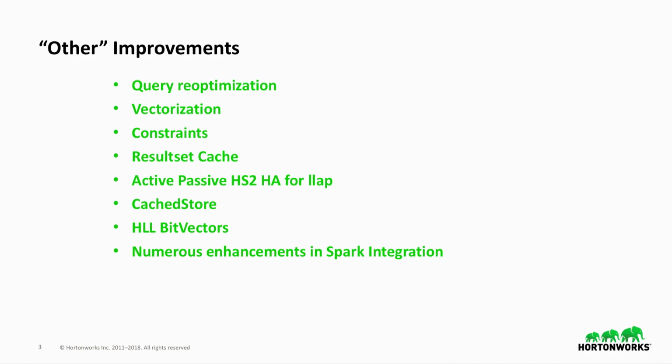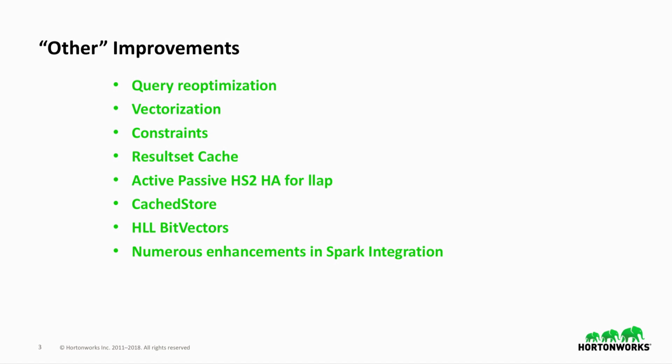HiveServer2 for LLAP now gets HA. That wasn't the case in Hive 2. Right now it is active-passive, so there is another HiveServer2 which is waiting to take over in case there is a failure on the first one. The cache store is basically for the metastore, and all the metadata can now be cached in the metastore daemon, which avoids the RDBMS round trip. Especially if you have large metadata, which happens when you have a large number of partitions or table objects, this particularly comes in handy.